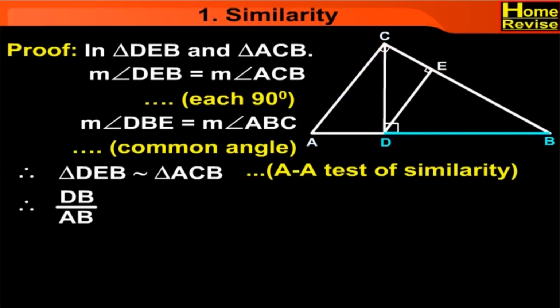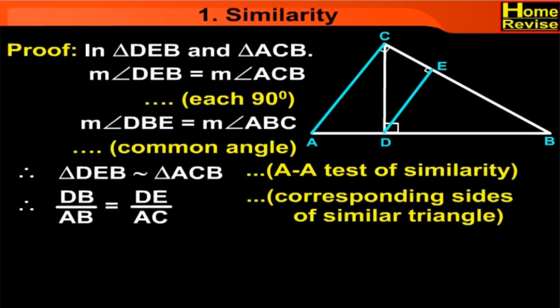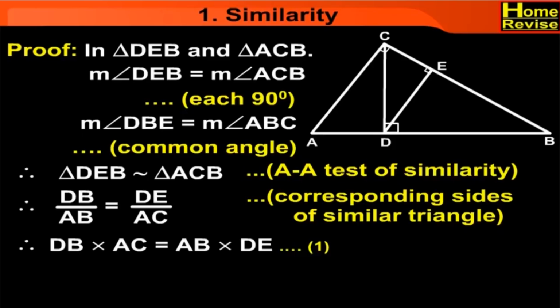Therefore, DB upon AB is equal to DE upon AC. Reason: corresponding sides of similar triangles. Therefore, DB into AC is equal to AB into DE. Let this be equation number 1.